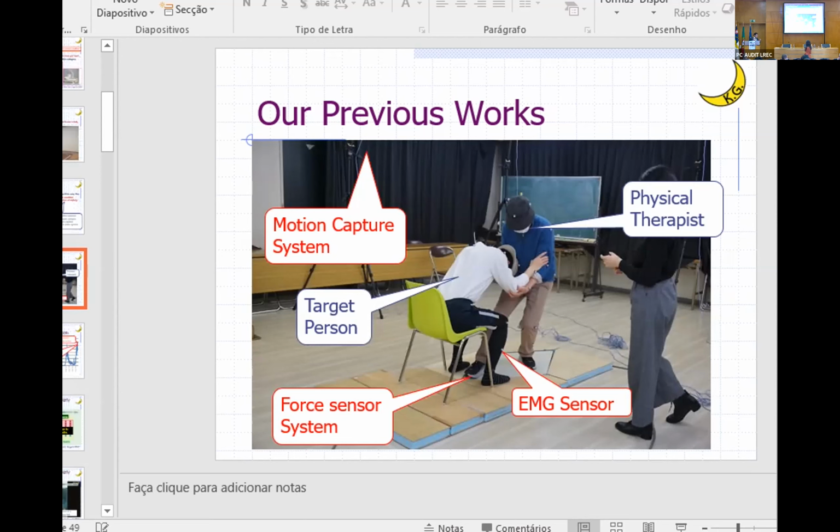Of course, once corona is over and I can enter the caring house, I want to measure the EMG and compare it with this proposed method. But now we cannot. Okay, unfortunately. Okay, thank you.